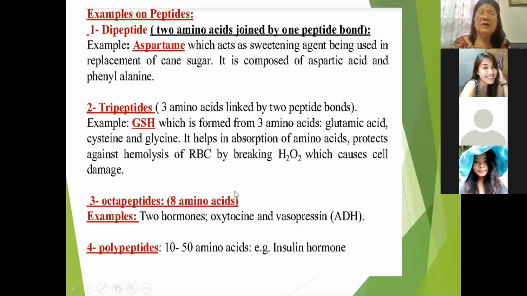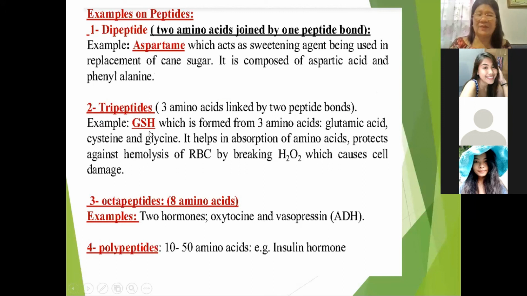We have only 3 minutes, so we will continue this. Examples of peptides: a dipeptide is 2 amino acids joined by 1 peptide bond, for instance, aspartame, the sweetener. That is 2 amino acids. A tripeptide is 3 amino acids linked by 2 peptide bonds.